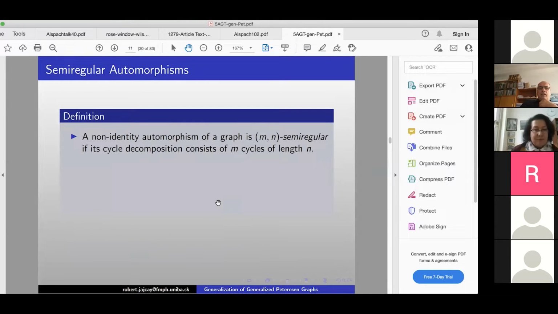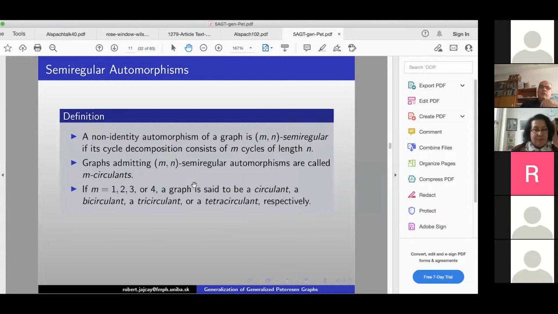Another topic that everybody knows, but I will just mention so that we have it clear. A non-identity automorphism of a graph will be called m,n semi-regular if its cycle decomposition consists of m cycles of length n. So the first number is the number of cycles, and the second number is the length of the cycles. If I was inventing this notation, I would go the other way, I would start with the length first, but we can remember. So m is the first number. How many cycles of length n are in the automorphism? And graphs admitting m,n semi-regular automorphisms are called m-circulants.